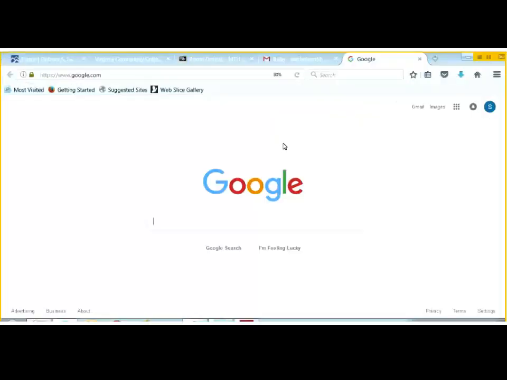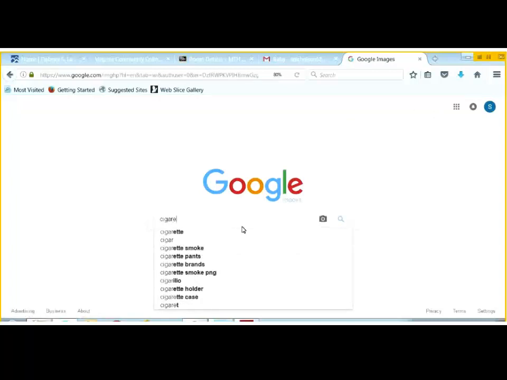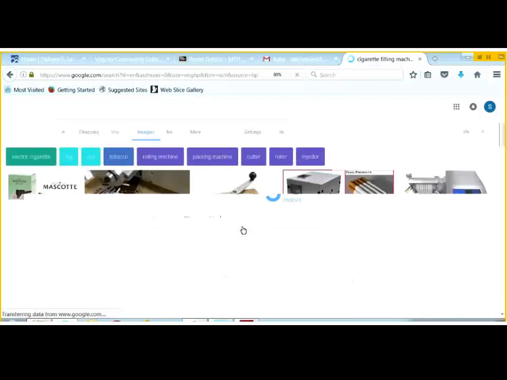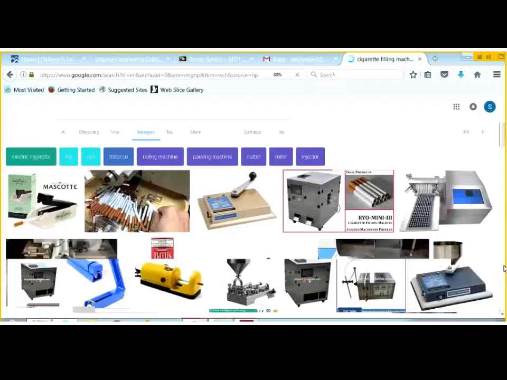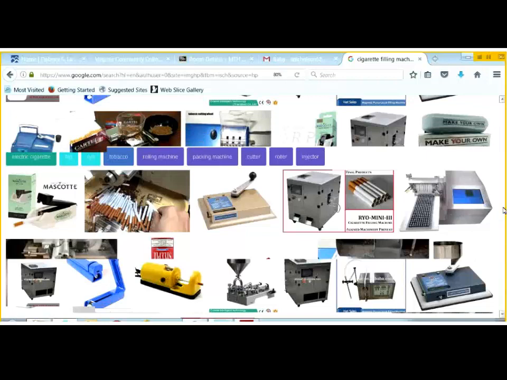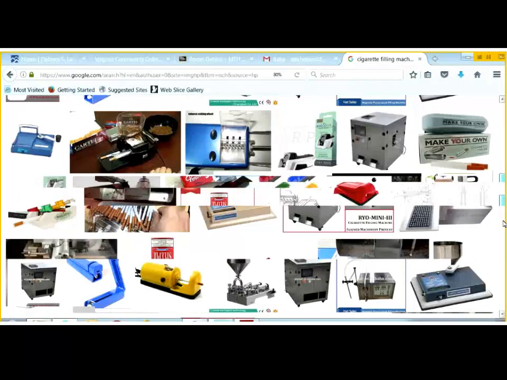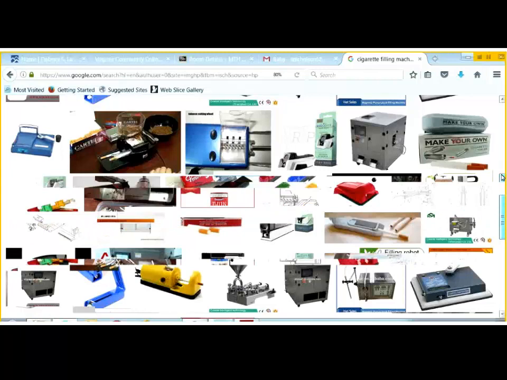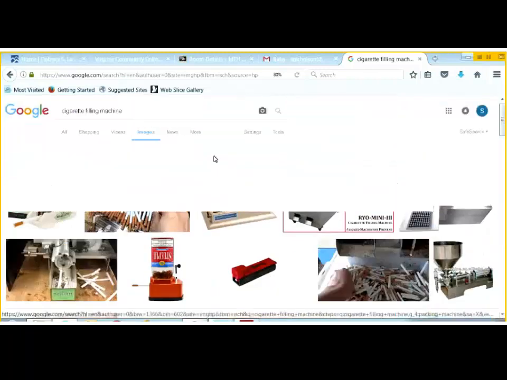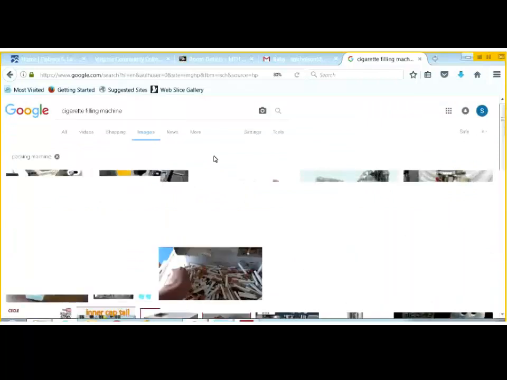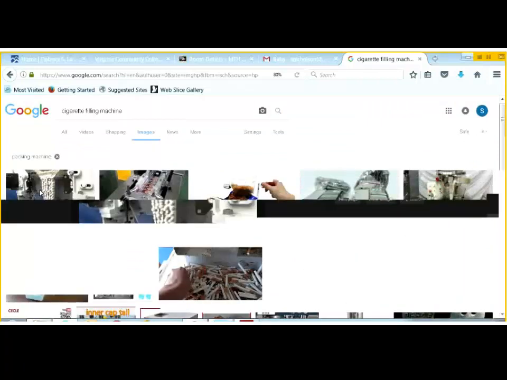The companies that made them were German companies, which is not surprising, because of the accuracy that you have to have. So let's just show you this. Cigarette filling machines. Okay. They don't even have them. They probably don't show pictures of them because they're so proprietary, right? Yeah. So they don't show them because it's all proprietary as far as how they work. Here's one.